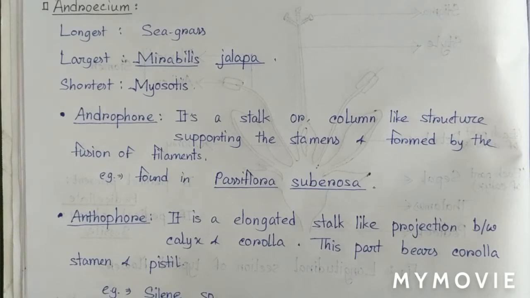Now another term comes, that is anthophore. What is anthophore? It's also an elongated stalk-like projection, same as androphore, between calyx and corolla, means sepals and petals. This part bears corolla, stamen and pistil. Pistil means gynoecium or female reproductive part. Where do we find it? It is found in Silene species. We have to remember the examples of flowers because it's very important to understand those typical structures with the example.